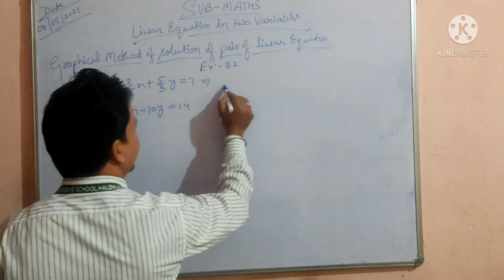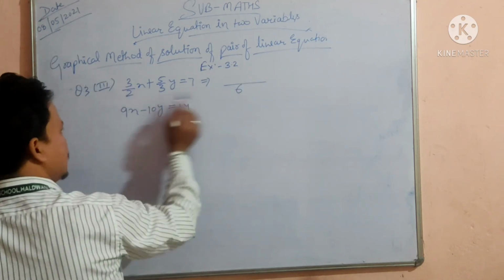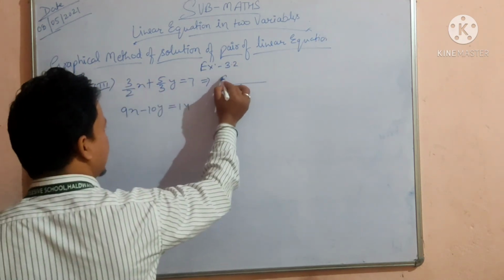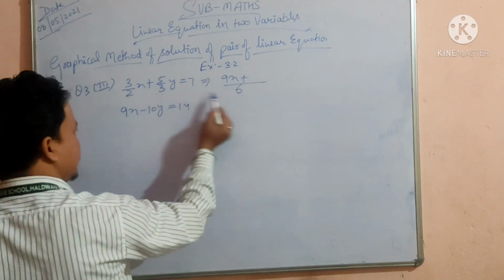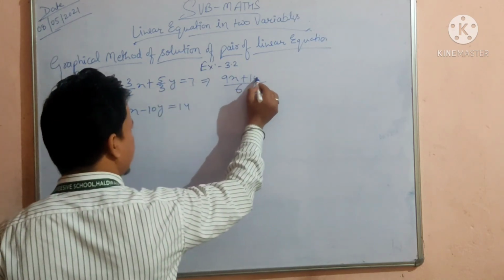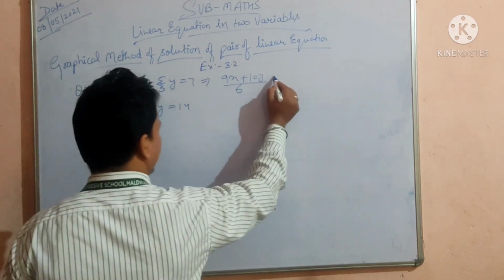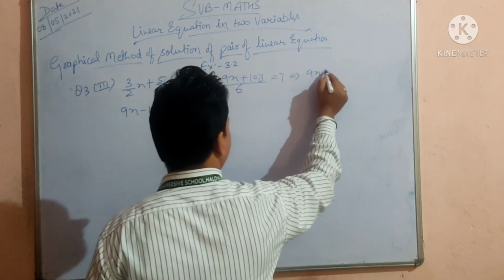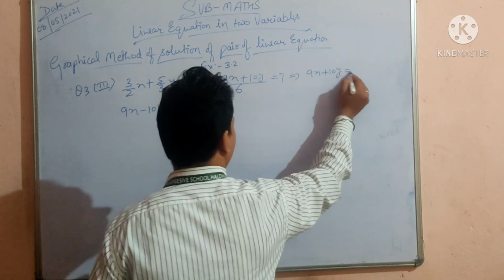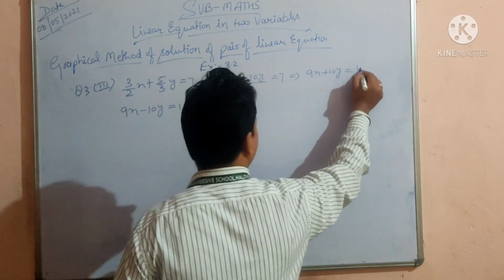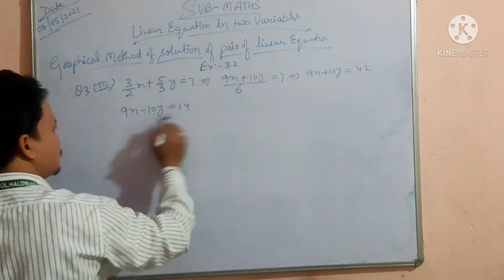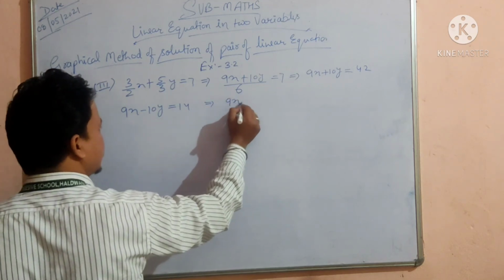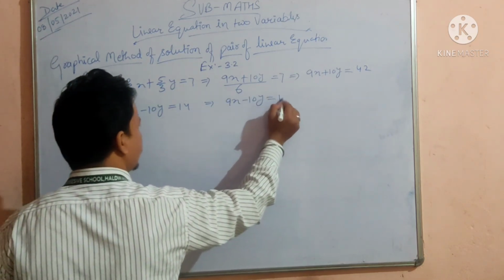How will we remodify it? By taking the LCM of 2 and 3, we get 6. So this will be 3 times 3 is 9x plus 2 times 5 is 10y equal to 7, and this will be 9x plus 10y equal to 6 times 7, which is 42. And this one remains the same, 9x minus 10y equal to 14.